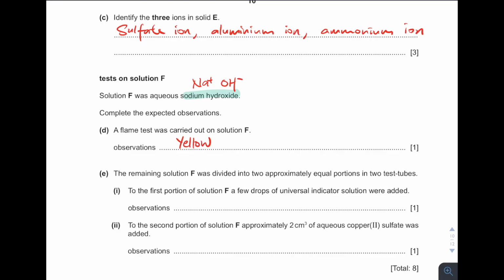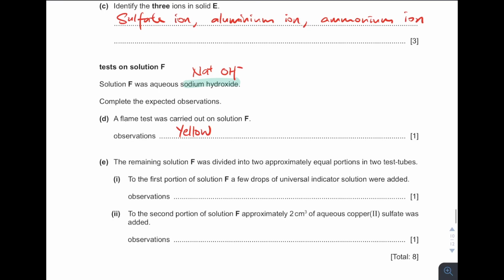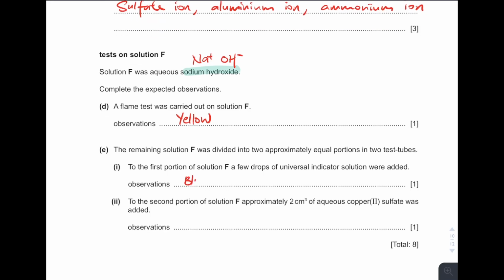You see, sodium hydroxide is alkaline. So if it is alkaline, what is the color of the universal indicator? Okay, it appears blue in color or purple in color. Both acceptable, blue or purple. Then the second portion is added with copper 2 sulfate. So what is the observation? See, it produces copper 2 hydroxide.